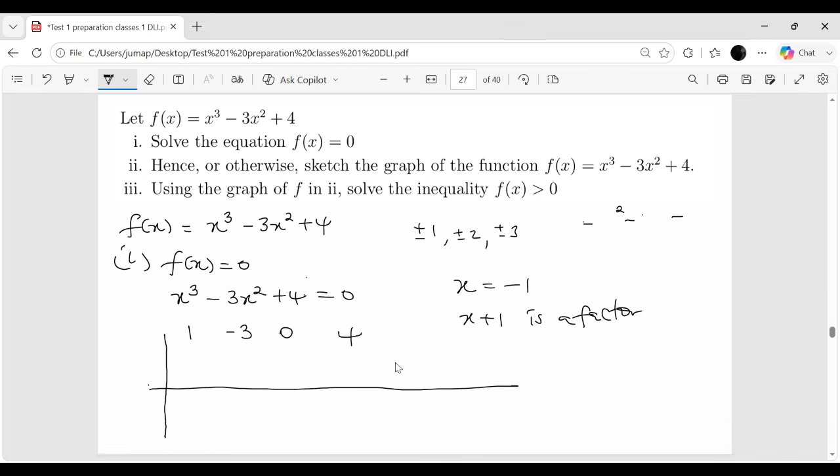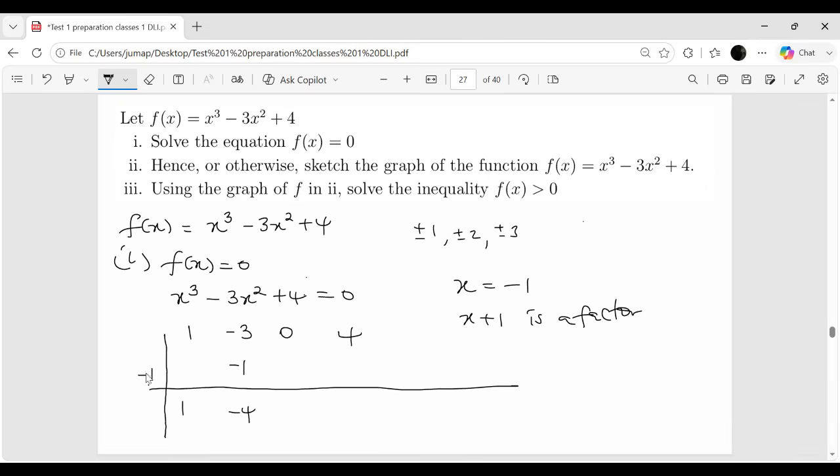So that is it. Here we have 1, negative 3, 0, 4. Our factor is negative 1. We are going to drop the 1, which is here, it will come down. Then I'll say 1 times negative 1, it will be negative 1. I'll write it on the second one. Then I'm going to add negative 3 plus negative 1, which will give me negative 4.